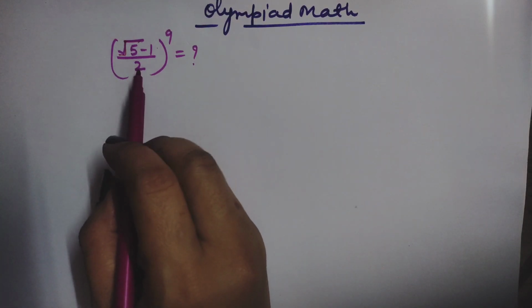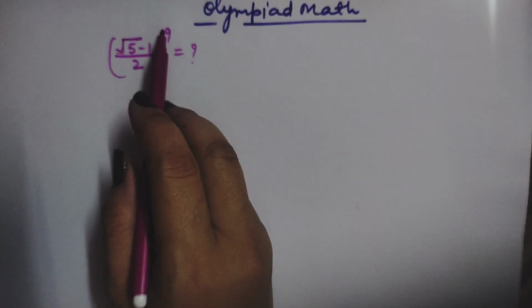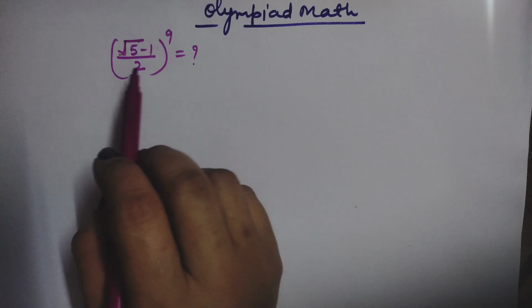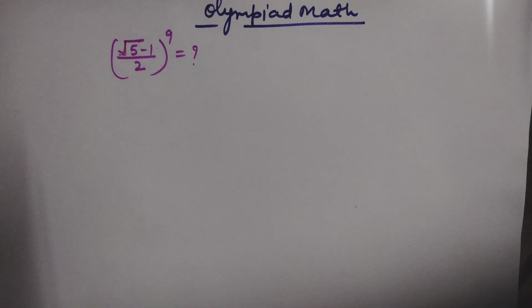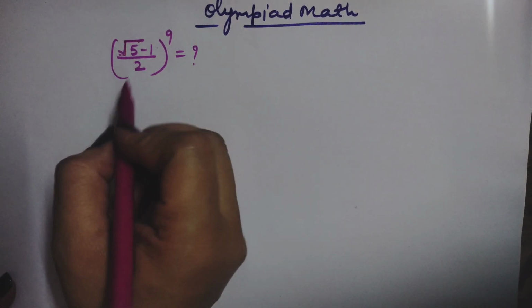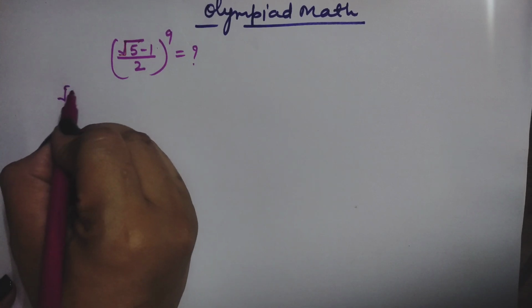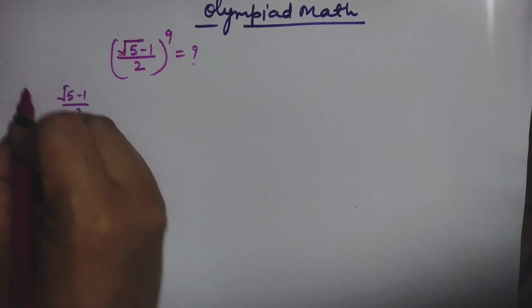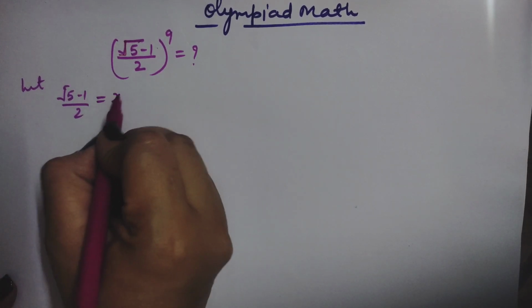Today we are going to solve another Olympiad math question: the quantity (root 5 minus 1) upon 2, whole power 9. We need to find the value of this. How to solve? First of all, we will assume this bracket portion, root 5 minus 1 upon 2, is x.